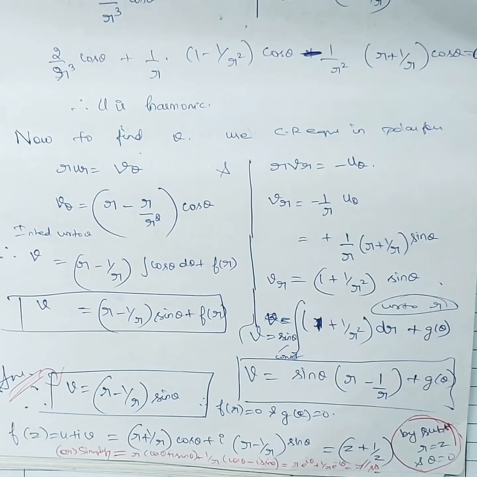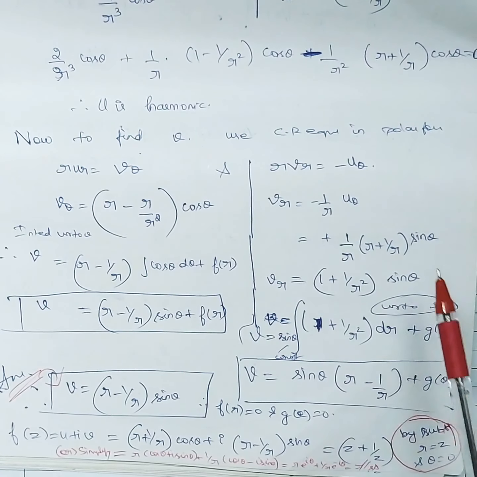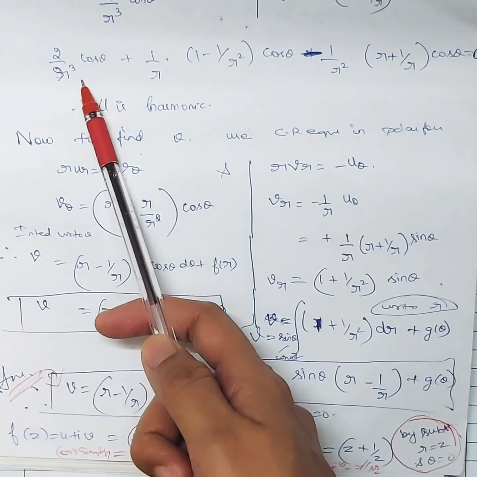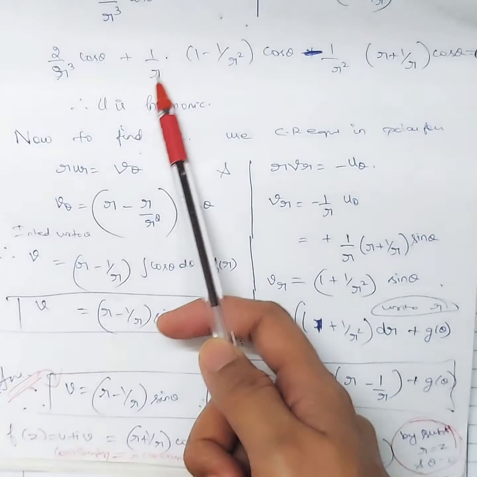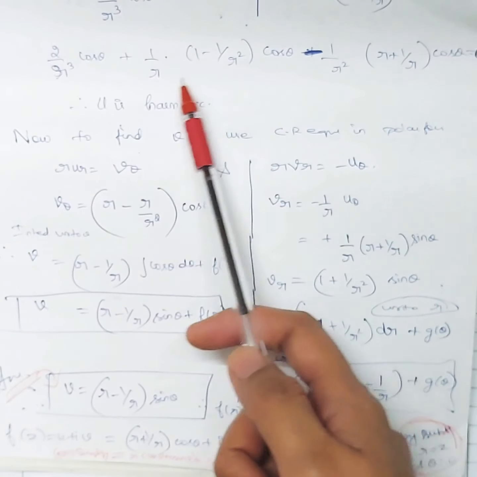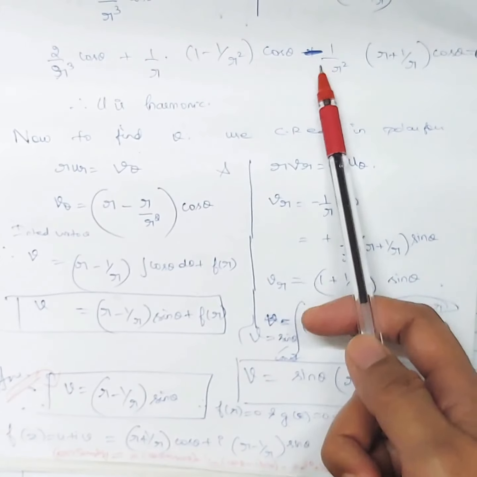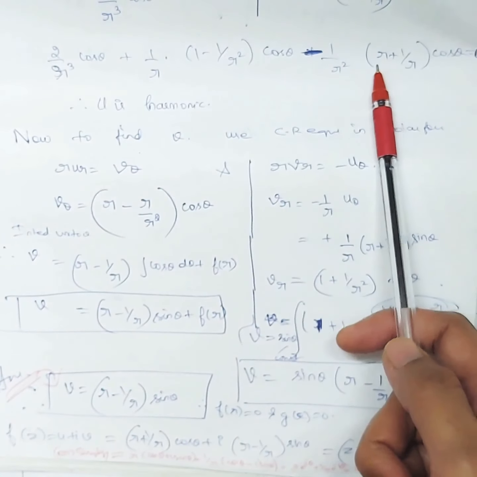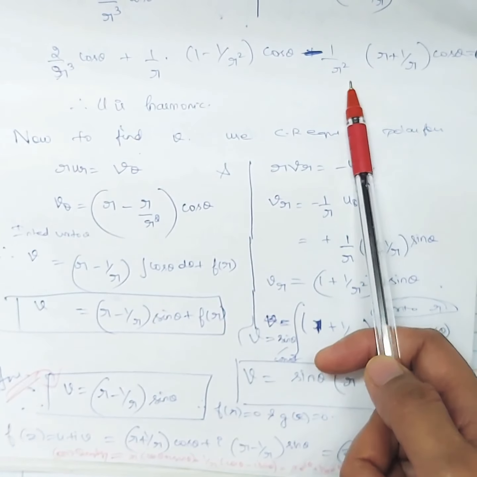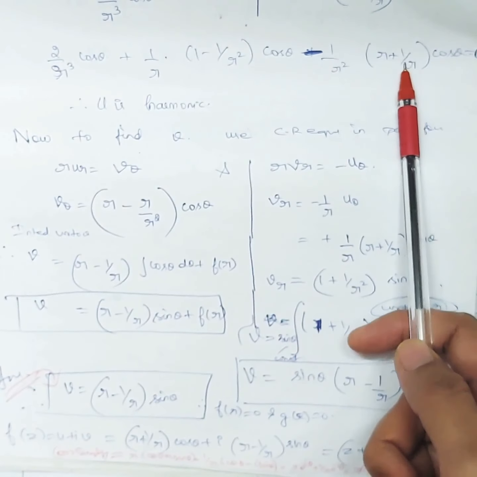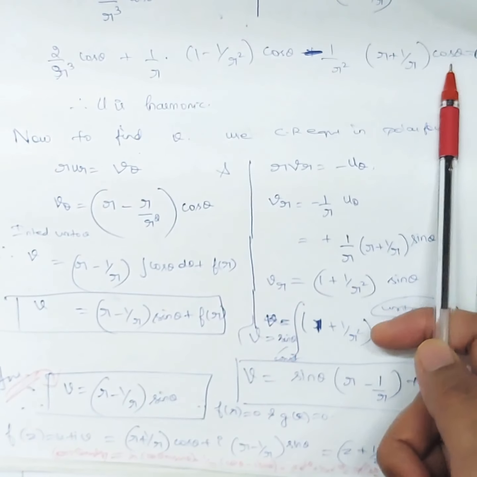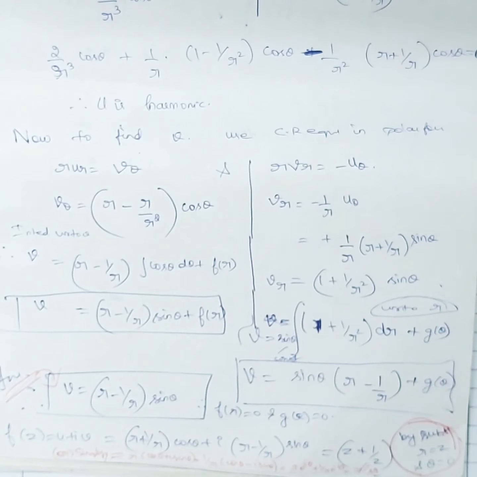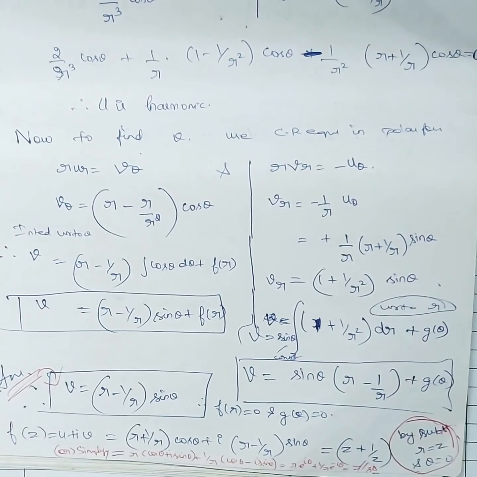And you will be wondering how it got cancelled. Actually you have to simplify this. 2 by r cube cos theta plus 1 by r minus 1 by r square into r, minus 1 by r cube cos theta, again minus 1 by r, then minus 1 by r square into r cos theta. So if you multiply and simplify, you will get the desired result.